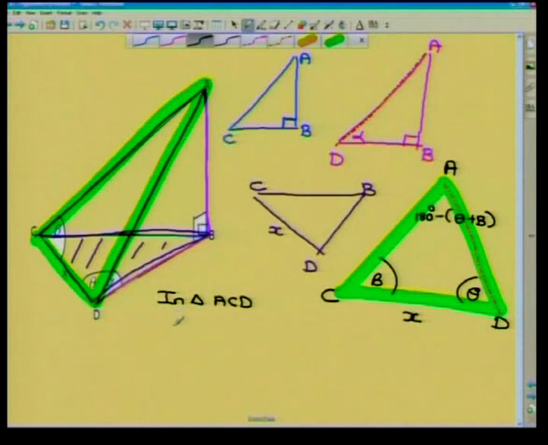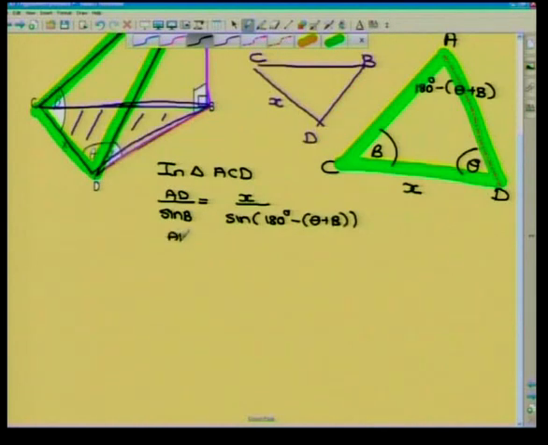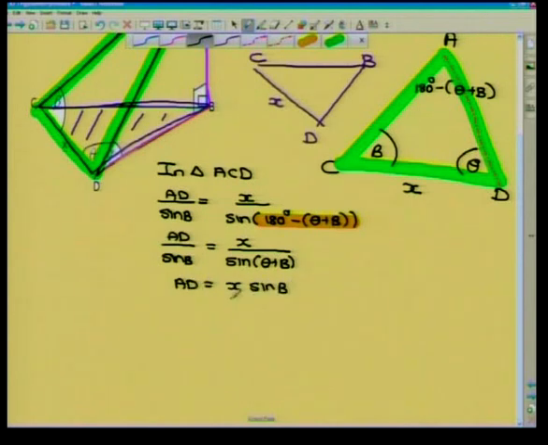So in this triangle we can start over here and say AD over sine beta equals x over sine 180 degrees minus theta plus beta. And the good news is now that AD over sine B is equal to x, and we know that this is a reduction formula. We know that 180 minus lies in the second quadrant, and in the second quadrant, sine is positive, so we get that. All that remains now is to go AD equals x sine B over sine theta plus beta.